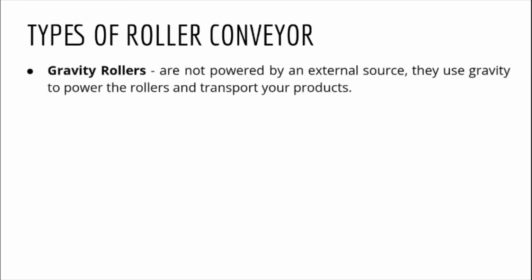Types of roller conveyor. Gravity rollers. Gravity rollers are not powered by an external source. They use gravity to power the rollers and transport your products. They need to be on a downward path at a specific angle to ensure the flow of the rollers.